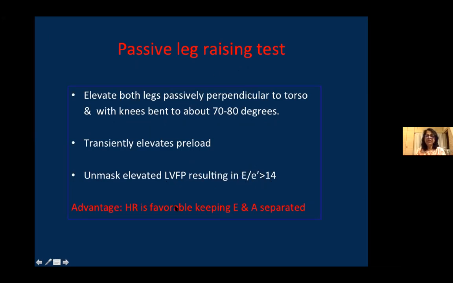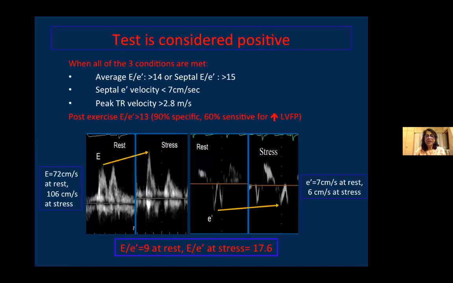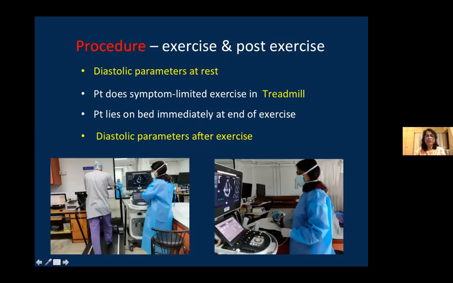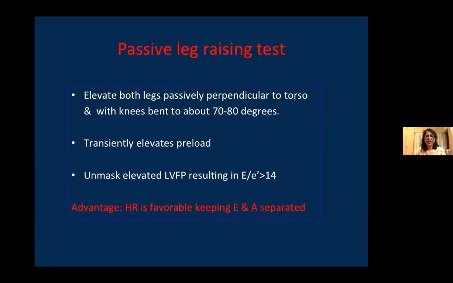Here we have the advantage because the patient is not walking, so there is no tachycardia, so E and A remain separate. Whereas in the case of this treadmill, when the patient walks, that is a problem for a minute. When you are recording the diastolic parameters post-exercise, E and A remain fused, but within a minute they get separated. So this is the way we unmask the LV filling pressure.